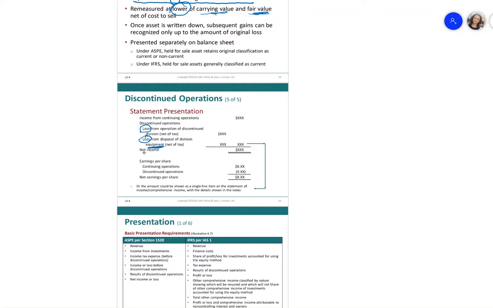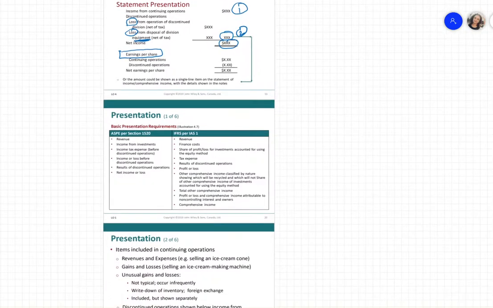Once you do that, we come up with the net income. From the net income, the next thing, which I think the question is talking about and we're going to talk about later too, is earnings per share. Earnings per share is calculated at three places. First is continuing operations, the second is your discontinued operations, and the third one is your net income. Those are the three places that earnings per share is calculated.